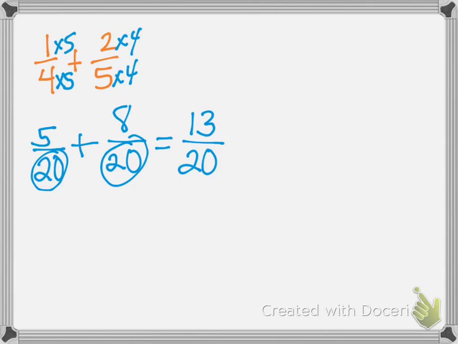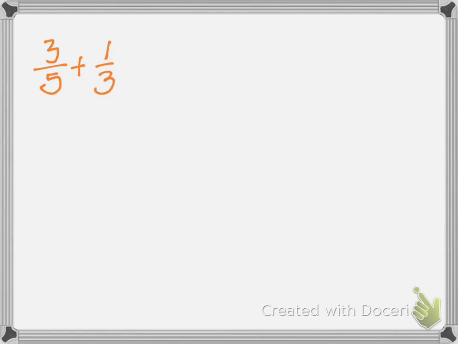Now we don't have an improper fraction, but is there any number that you can think of that's a factor of both 13 and 20? Nope. So this answer is already in simplest form. If you'd like to pause and try this one on your own and then unpause and check your work, you may. All right, 3/5 plus 1/3.